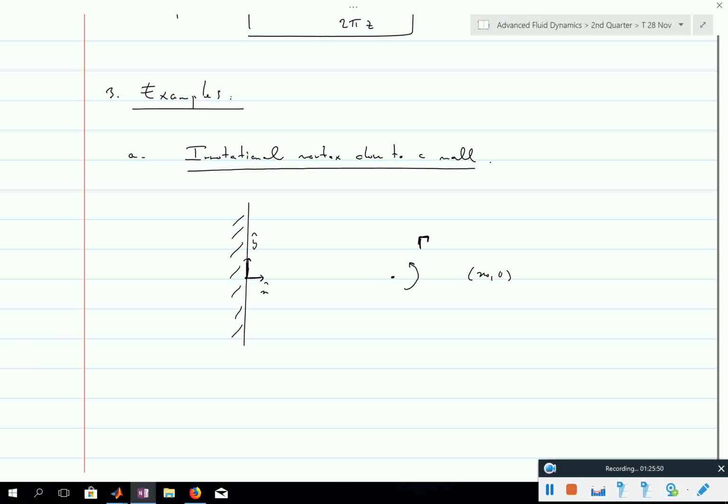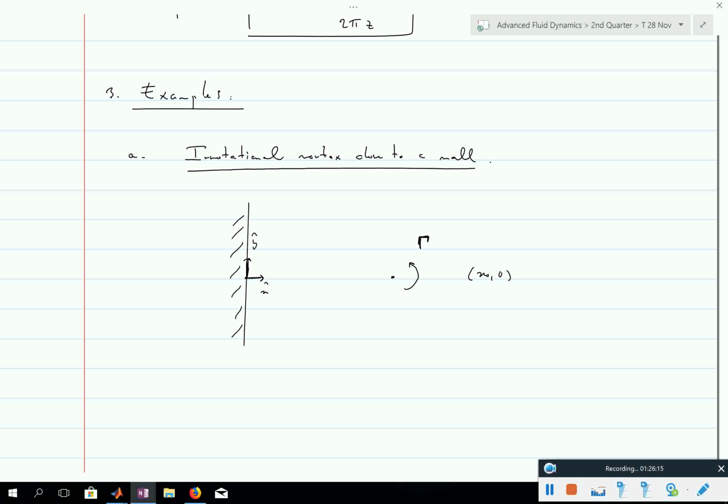But how would you make sure that you have an implicit flow where you model the fact that you have an irrotational vortex here and that you have a wall here? So if you have to model this, then of course the first thing, if you have to say, well, we have a vortex at this location, is you put an irrotational vortex at this point.